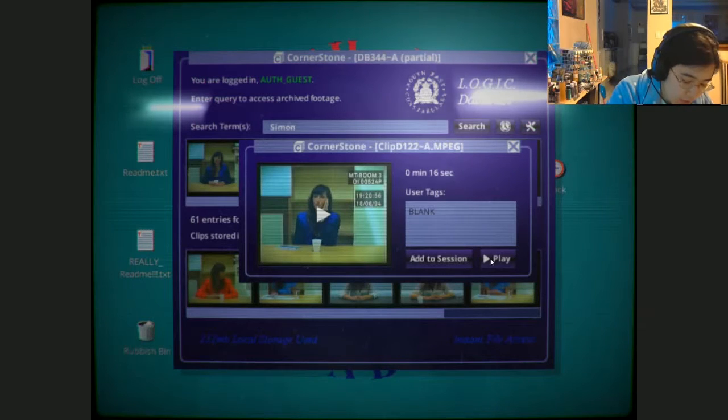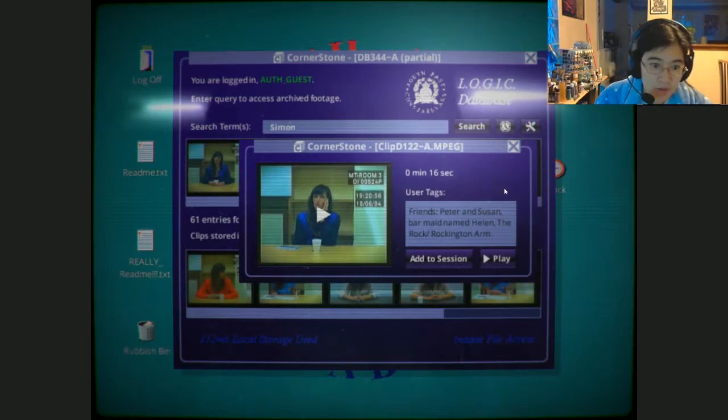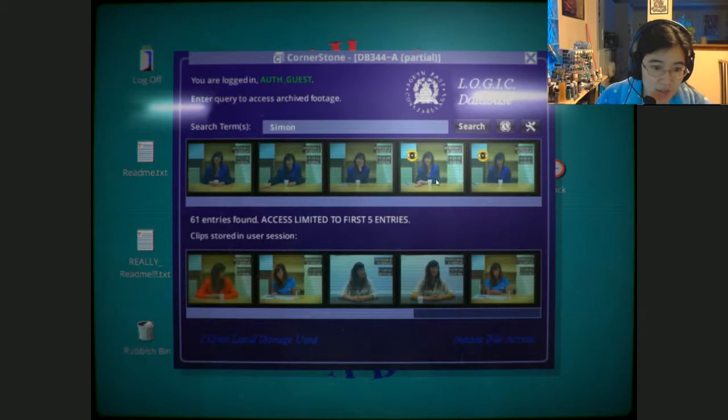All right, so Peter and Susan, friends of Simon, they both saw Simon and he had a few drinks. So friends, Peter and Susan, barmaid named Helen. The Rock, or the Rockington Arm, was it? The Rock, Rockington Arm. Alright, let's add that to the session. I wonder how many of these I could add.